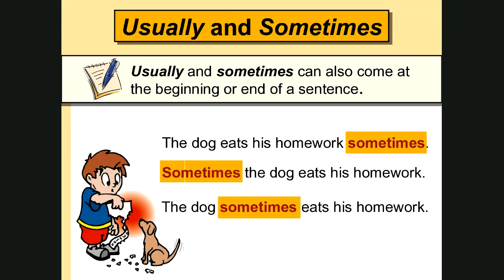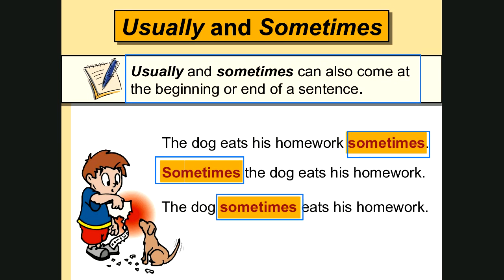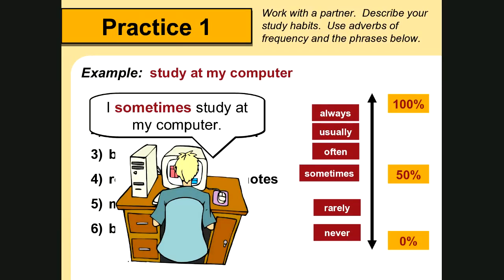These two adverbs of frequency, usually and sometimes, can also come at the beginning or the end of the sentence. The dog eats his homework sometimes, or sometimes the dog eats his homework, or the dog sometimes eats his homework. So when having this, you don't have any problem. Let's observe the example you have over here. I sometimes study at my computer. Notice that because you are using the verb study, you write the adverb of frequency before the verb study.